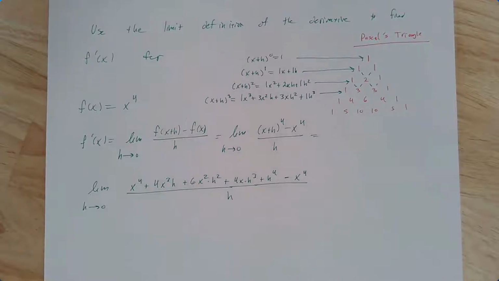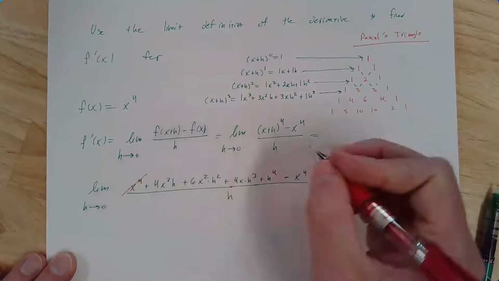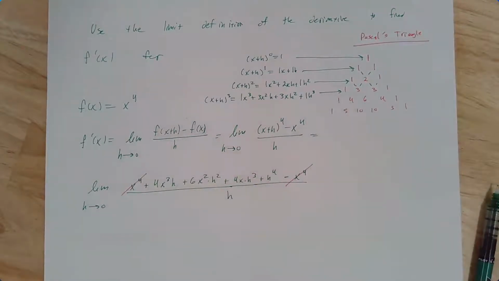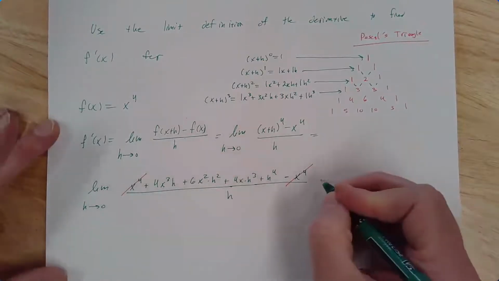Works every time. Okay, so now the non-h terms cancel, which is always what we're hoping to see when we're using a limit definition of a derivative. We want the things that don't have an h in the numerator to cancel, so that everything left in the numerator has an h, which we can factor out and cancel with the h in the bottom. So we're going to factor out an h, or you can just divide each thing by h. I like to factor it out.